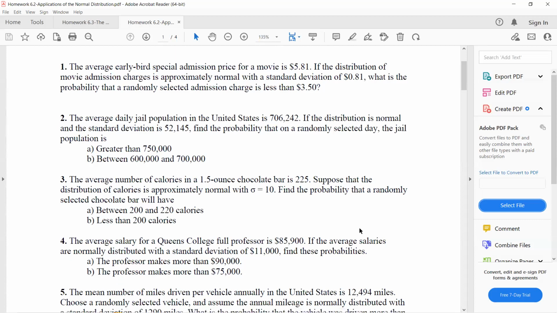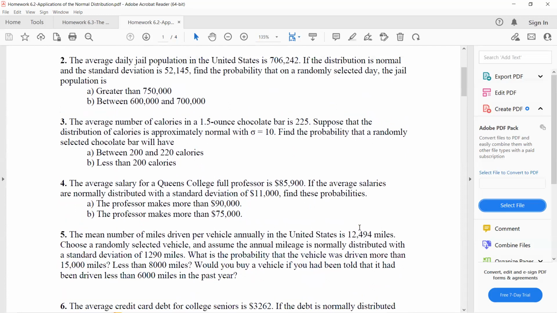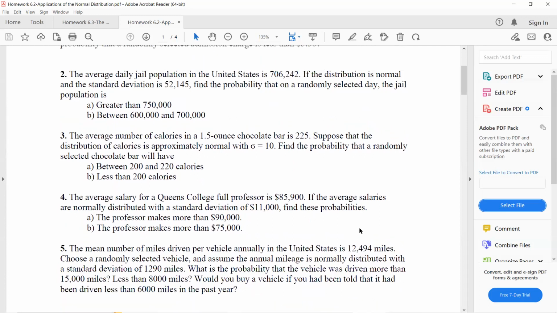Oh, I got the answer. You got it to work. Good job. Yep. Now part B says less than 200 calories. You already have the z-score for 200 because you did it for part A, right? But you're finding a different area here, okay? What do you think you would do with less than 200 calories?